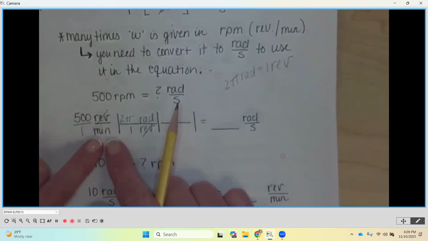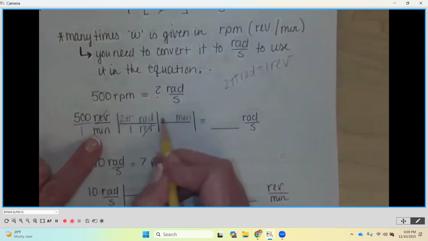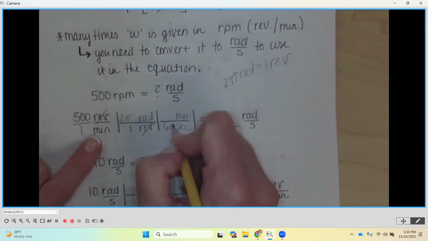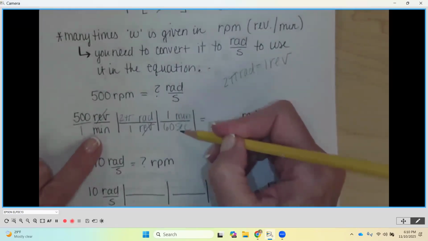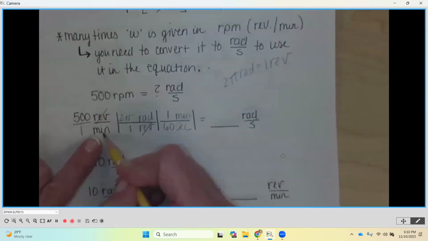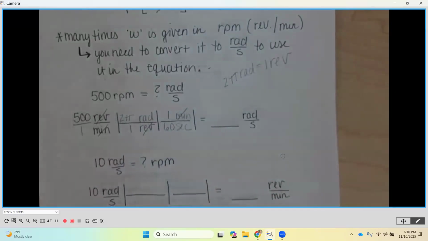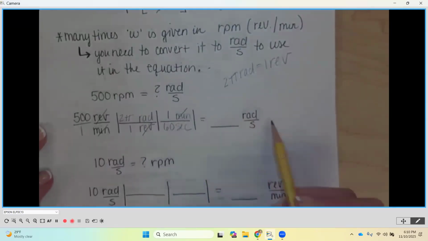So now that means since minutes are on the bottom here, I'm going to say, all right, minute on the top, that's going to cancel, and I need to get into seconds. How many seconds are in a minute? 60. So I'm going to put 60 on the bottom and 1 on the top. This is my conversion in ratio form. I have to put the minutes on top because they're in the bottom in the original units. Now, minutes are going to cancel. So now if I look at the units that are not canceled, I have radians per second. And that's what I need in the end here.